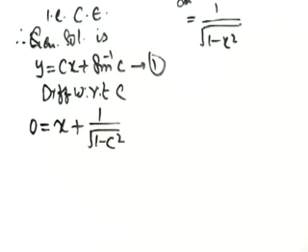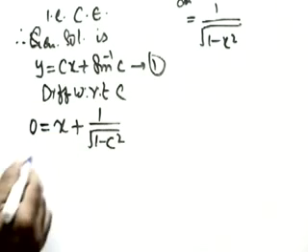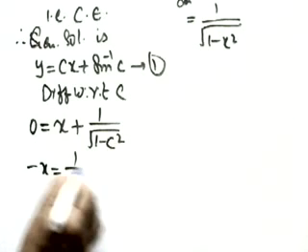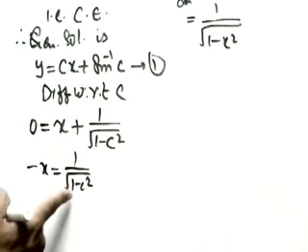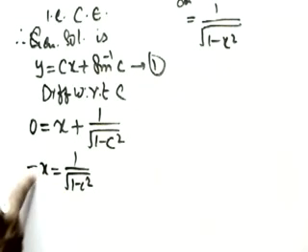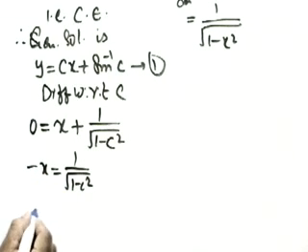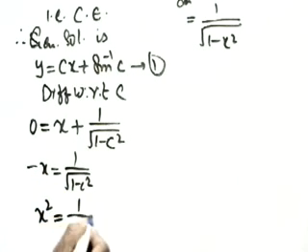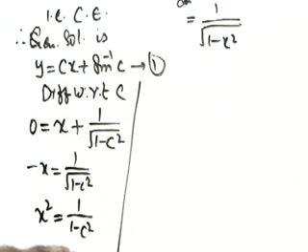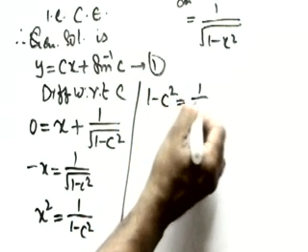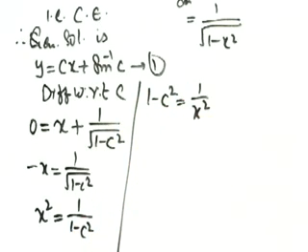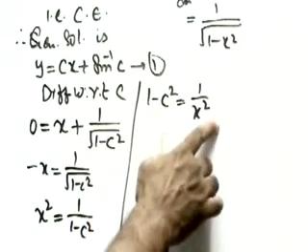Now let me do one thing. Set this equal to 0. We have to find c from this, so bring this x here. It will be minus x equals 1 by under root of 1 minus c squared. Now you square it, and the root will be gone. If you square it, minus will become plus, x squared equals 1 by 1 minus c squared. Now if you bring this here and this here, it will be 1 minus c squared equals 1 by x squared. Now you have to find c.